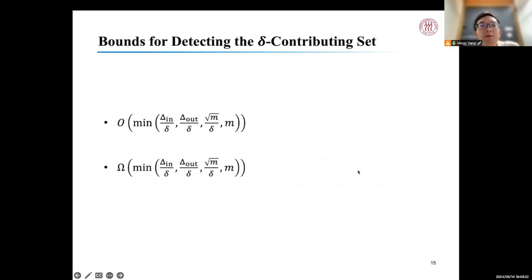And on the other hand, for the problem of detecting the delta contributing set, we are able to give completely matching upper and lower bounds. That is, the minimum of delta in, delta out, and the square root of m over small delta, plus a term of m.